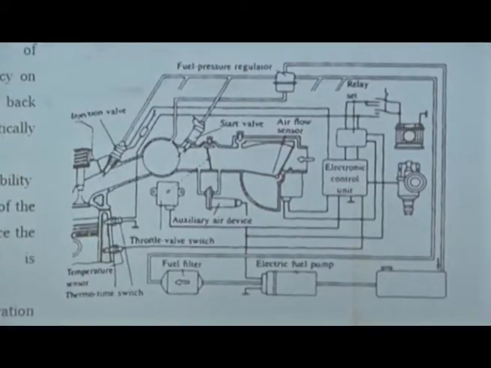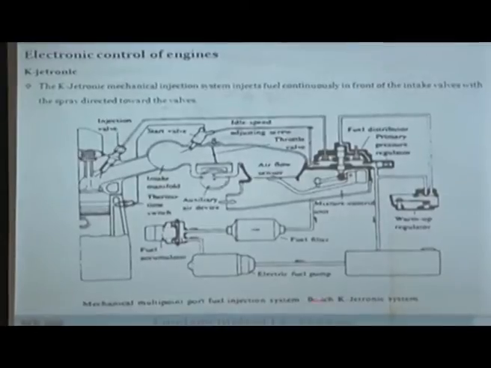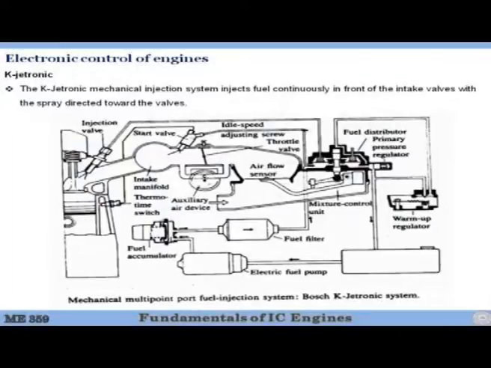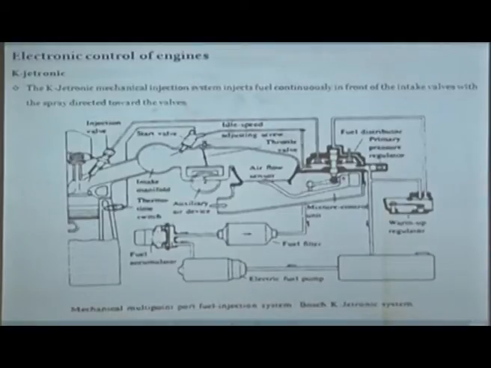Now somebody may say, okay, I don't like electronics. Of course, electronics give you a lot of flexibility because you can build in a lot of intelligence, you can put in a lot of maps. But there is another type of mechanical system, called the K-Jetronic system. This is a mechanical fuel injection system which injects fuel continuously in front of the intake valve. In electronic systems you are injecting once in every cycle. The K-Jetronic system will inject all the time.